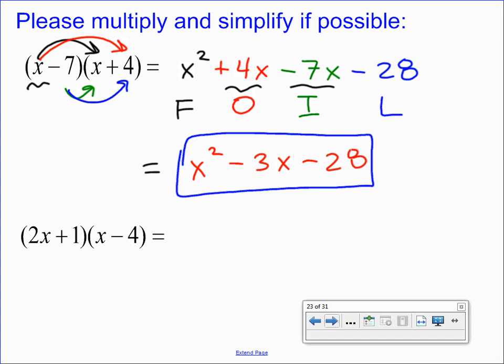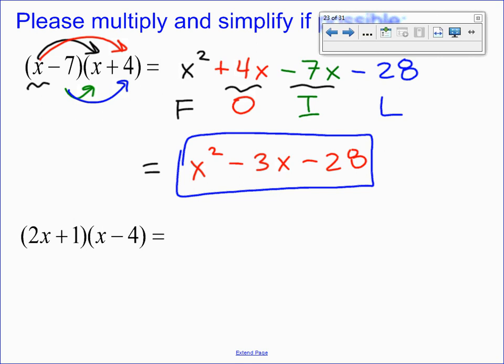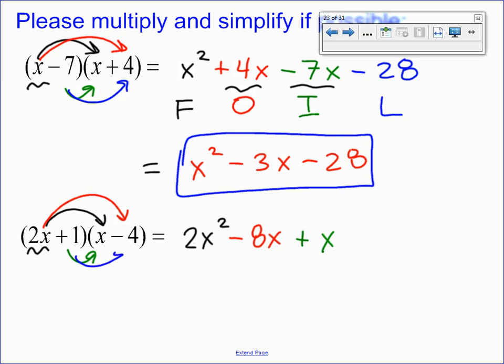Let's go ahead and try the next one. So we'll do the product of the first term. 2x times x is 2x squared when I multiply. My outer product, 2x times negative 4 is negative 8x. My inner product, plus 1 times x is plus 1x. I won't write the 1 though to save digital ink. You don't need a coefficient of 1 to be written. And then lastly, the last product, plus 1 times negative 4 is negative 4.